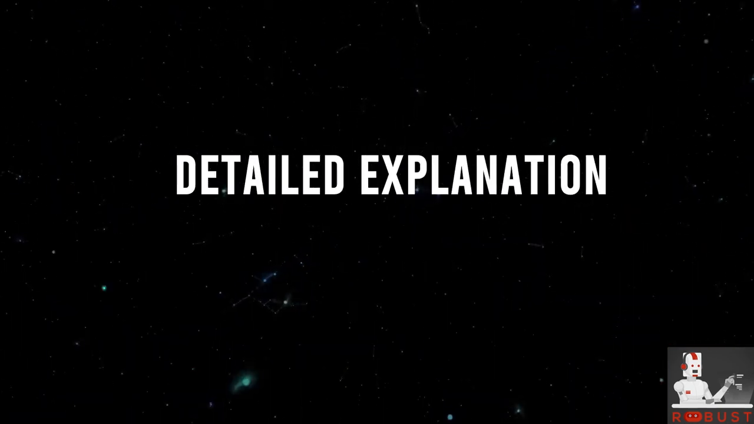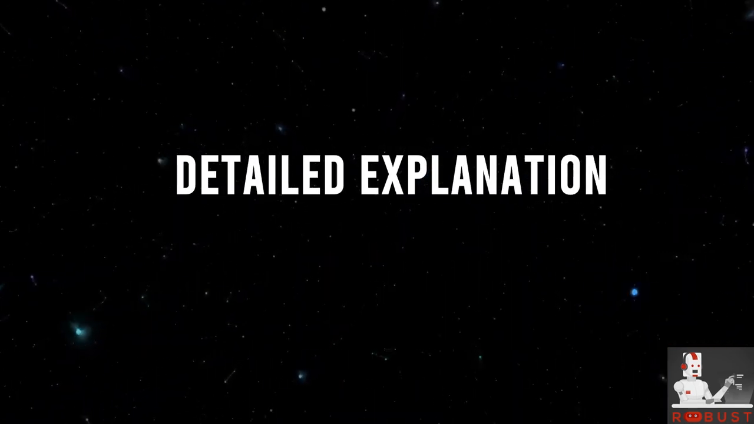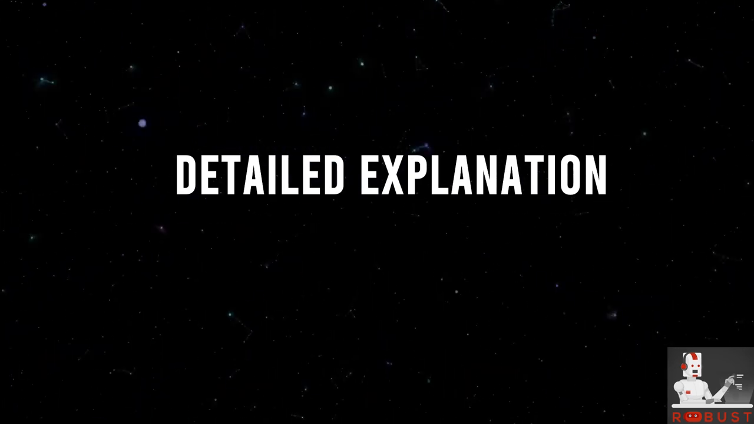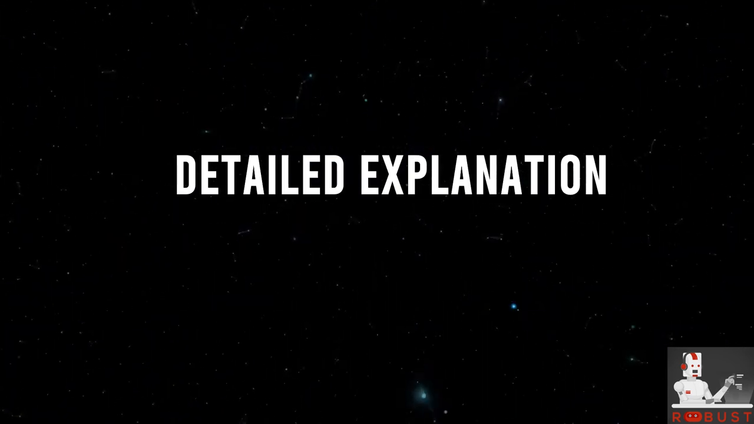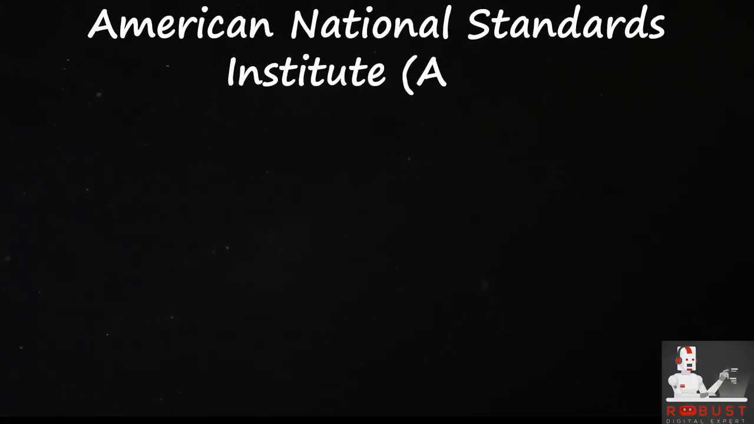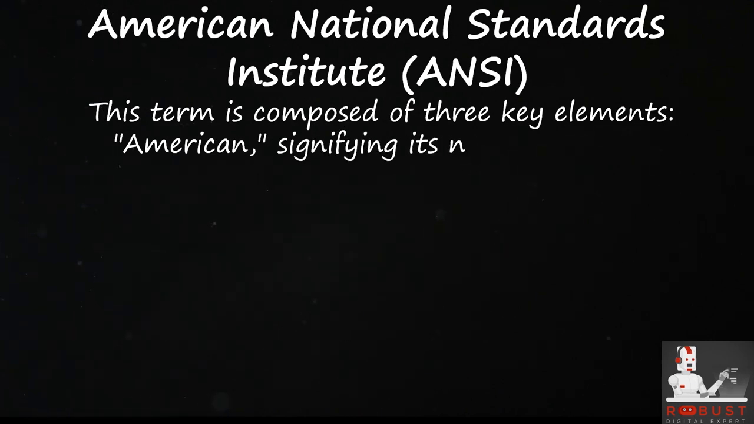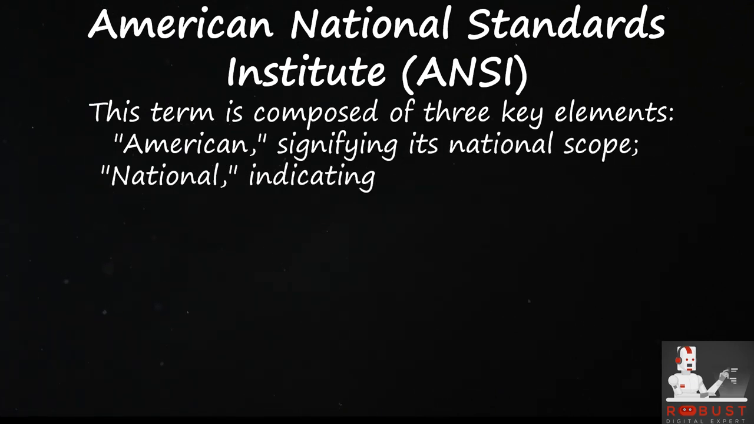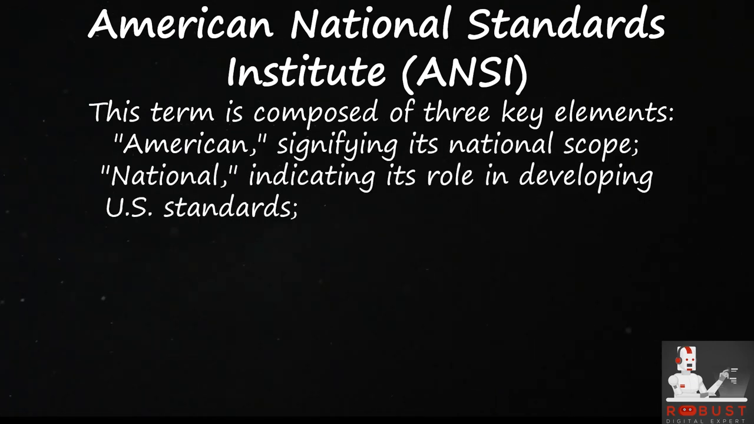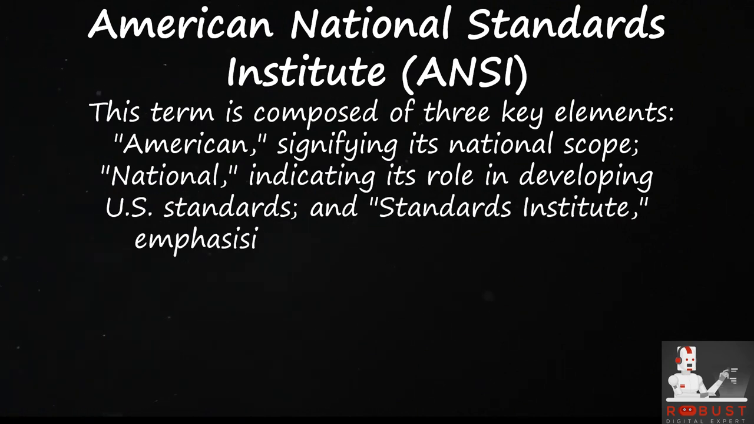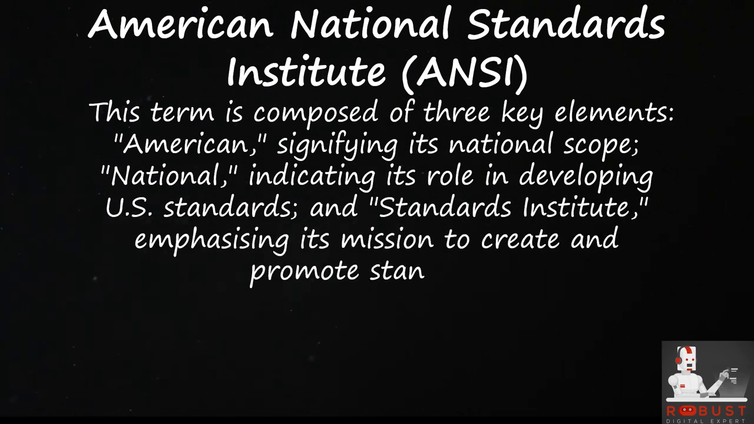Detailed explanation. American National Standards Institute, ANSI. This term is composed of three key elements: American, signifying its national scope; national, indicating its role in developing U.S. standards; and Standards Institute, emphasizing its mission to create and promote standards.